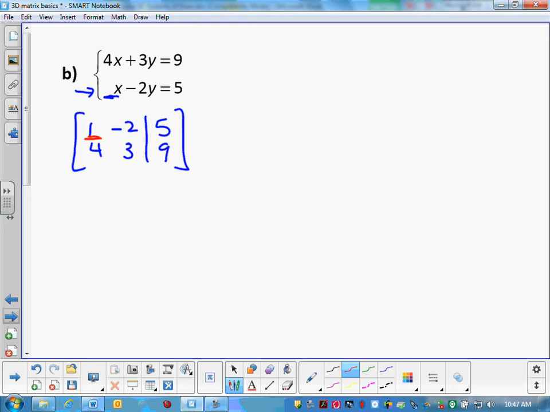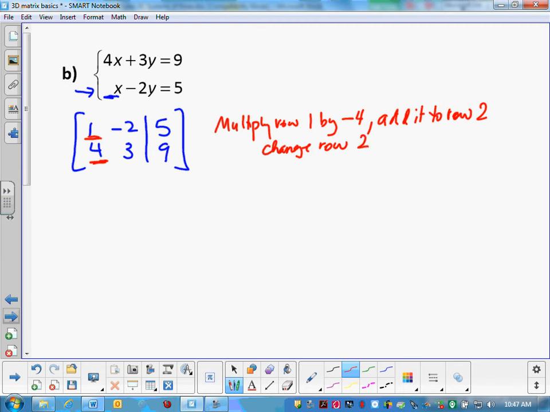So now we want a 0 underneath it in the spot where the 4 is. So I'm going to multiply row 1 by, what do you think? I want to get rid of the 4, so I'm going to multiply it by -4. I'm going to add it to row 2, and I'm going to change row 2.